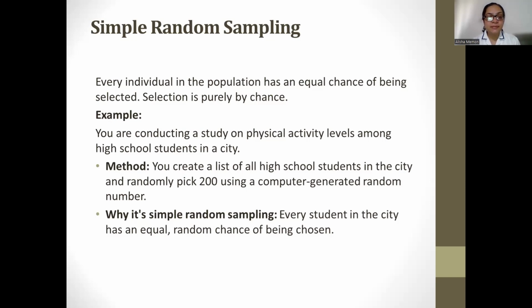So simple random sampling, as the word says, is simple random. Every individual in the population will have an equal chance of being selected and selection is purely by chance. There are different methods of simple random sampling, say the lottery method. You may have a computerized system that can help you randomly select samples in the study.